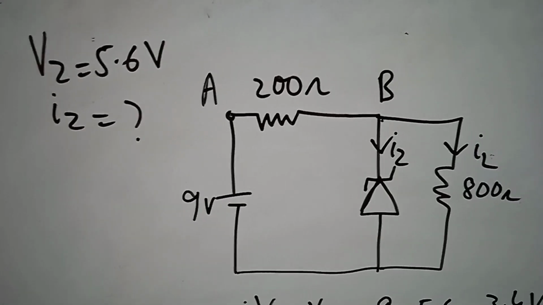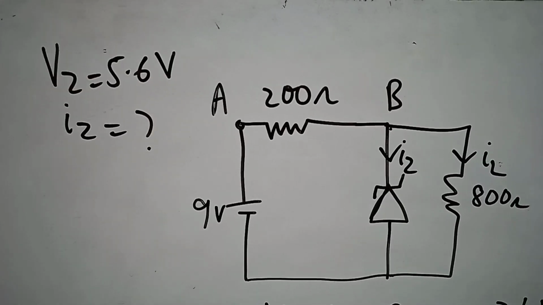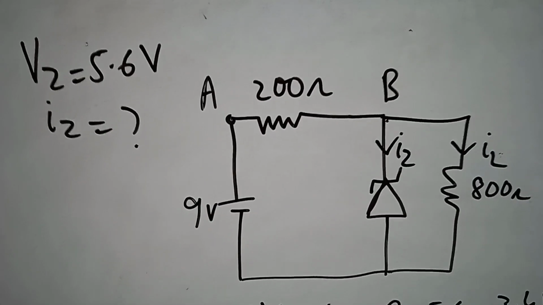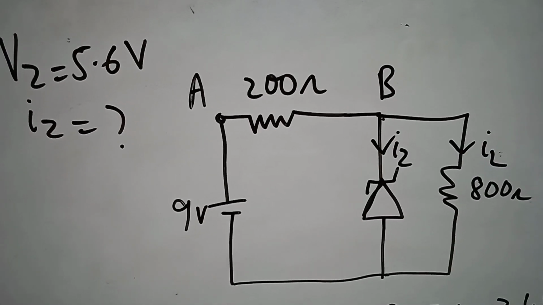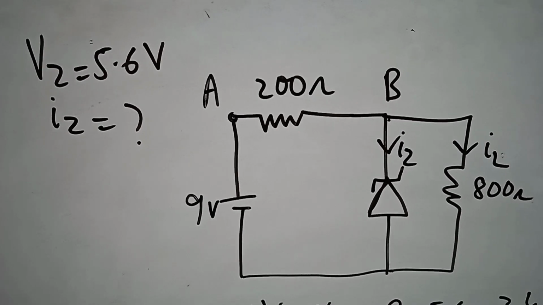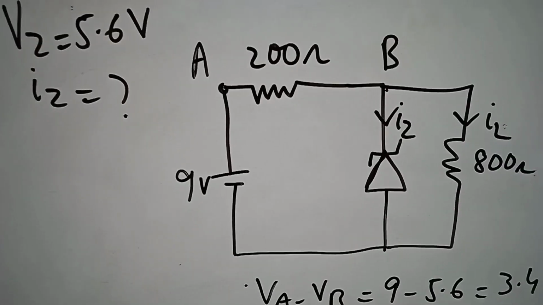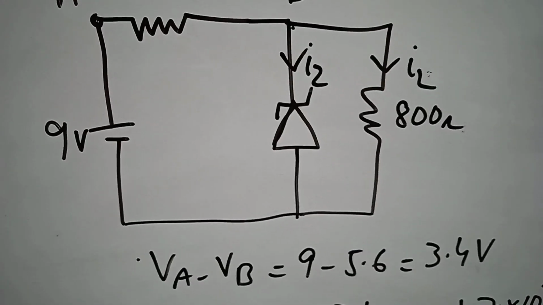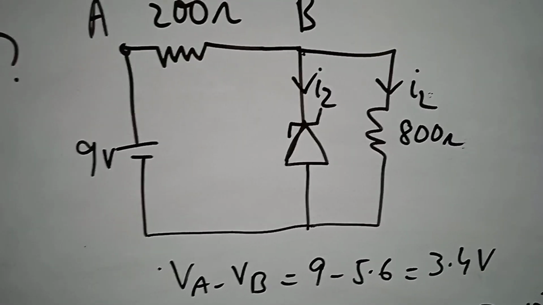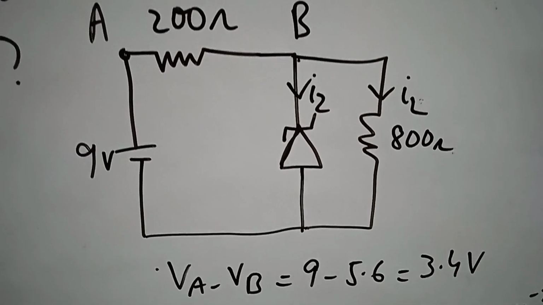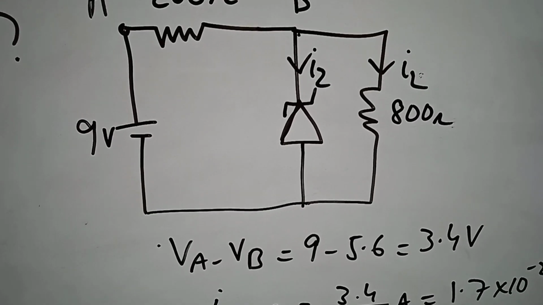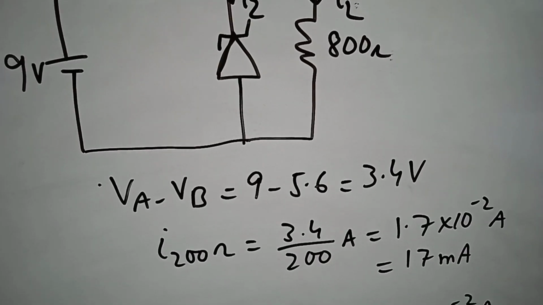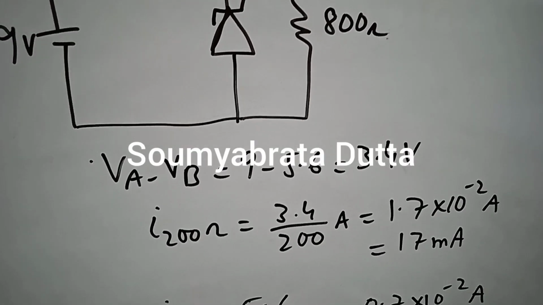What is Zener current? Whenever these type of problems are given, first of all we have to find out what is the current through AB. As you know, VA is equal to 9 volt, and VB is equal to 5.6 volt. So VA minus VB equals 9 minus 5.6, that is equal to 3.4 volt. So IAB, or I through 200 ohm, equals 3.4 by 200 amps. That is 1.7 into 10 to the minus 2, or 17 milliamps.